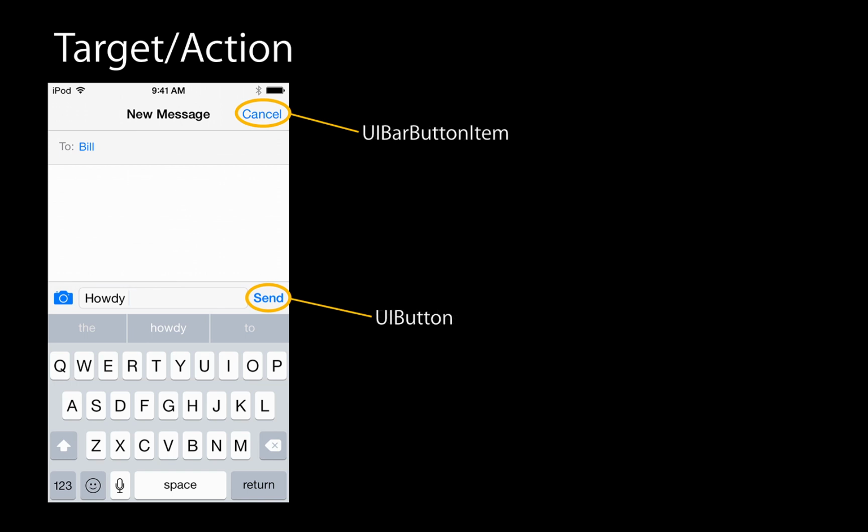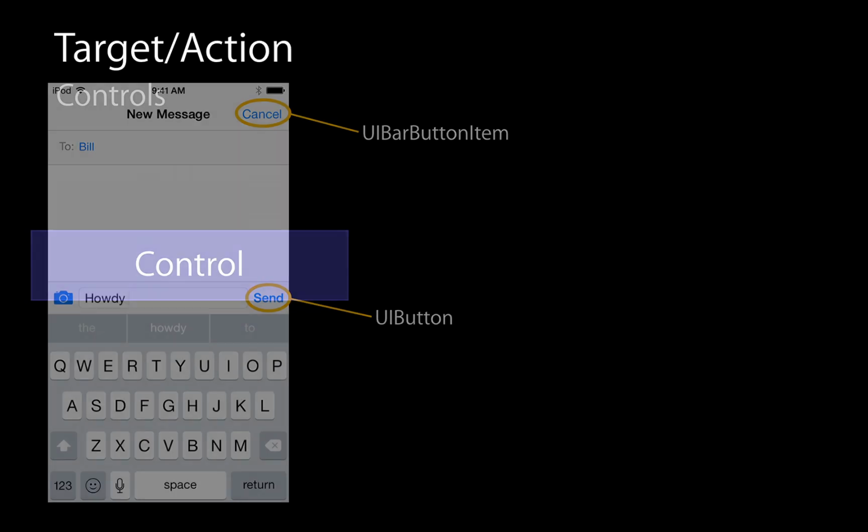Now, the really cool thing is these two classes that make these instances are from completely different places in the class hierarchy. UIBarButtonItem is a subclass of NSObject. UIButton is a subclass of UIControl. But both of them apply this target action paradigm so that you don't really have to think about the fact that they're different classes. They both apply this pattern in a very consistent way. So once you understand it for one, you understand it for both.